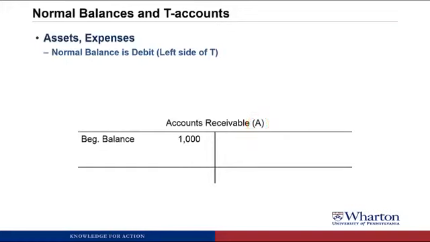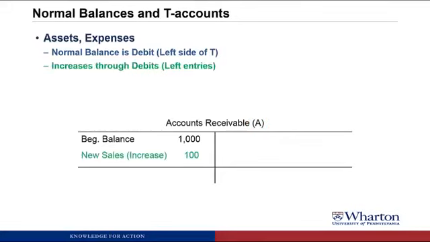The beginning balance sits on the left side of the T account because it's a debit balance account. Then let's say during the period we make new sales of 100. New sales on account increase accounts receivable, increase the amount of cash that our customers owe us, and we're going to increase the account through a debit entry. We increase a debit account with a debit entry.